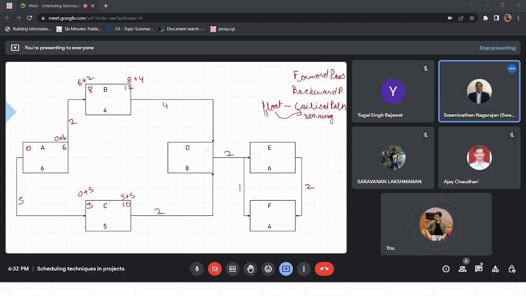Now here you have got 2 arrows incoming. It can be 12 plus 4, 16, from this side, or 10 plus 2 is equal to 12. So what value will we take? 16 we will take, right? The bigger one. Okay, 16 we have. And then for the start of activity D, it is continuous, so we will just put 8 here.